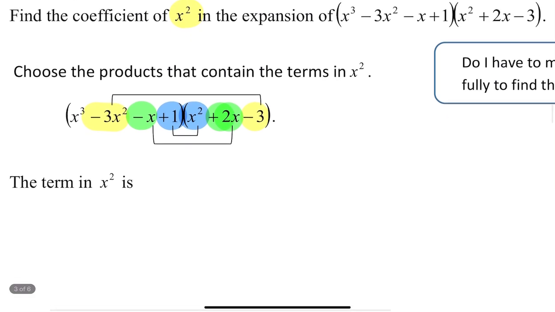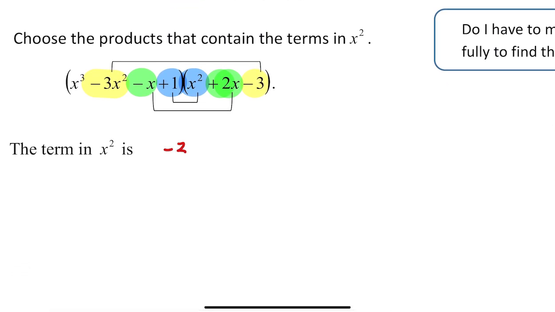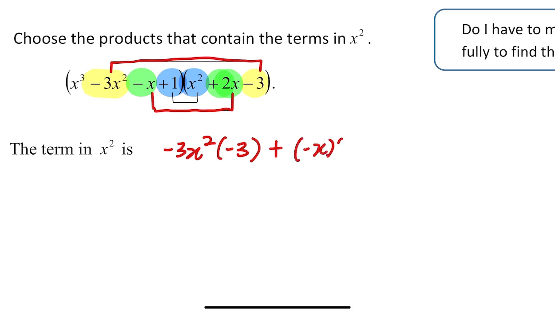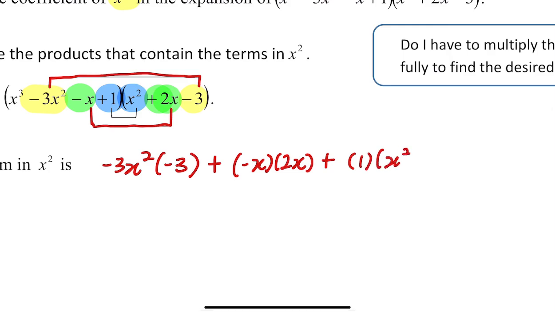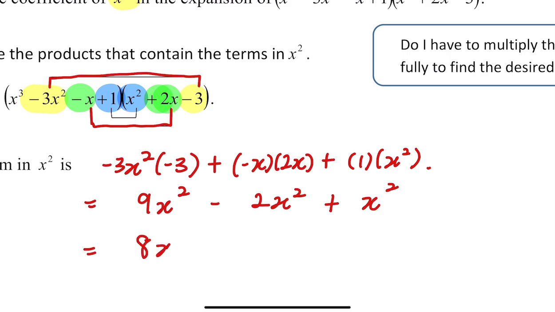Okay, so therefore over here, the term is simply negative 3x squared times negative 3, plus the next one. So this is the first one that is done. Next one, negative x times 2x, plus negative x times 2x. Then the last one, plus 1 times x squared. If I were to simplify this, I'll get 9x squared minus 2x squared plus x squared. Combine everything together, I should get 9 minus 2 plus 1, 8x squared.